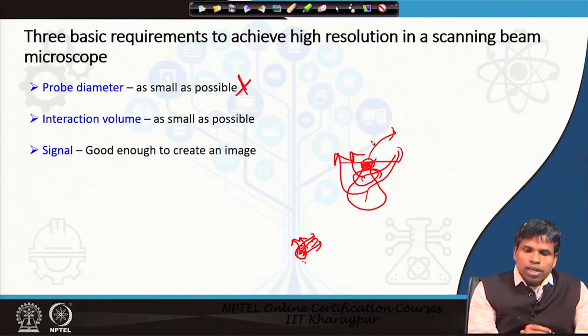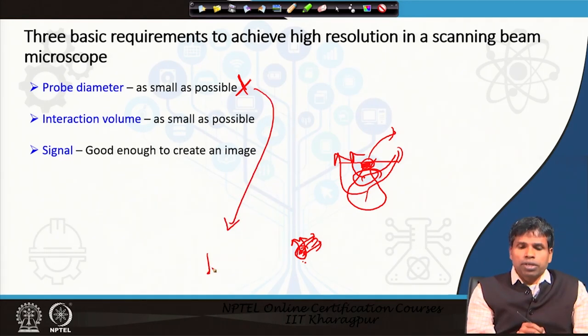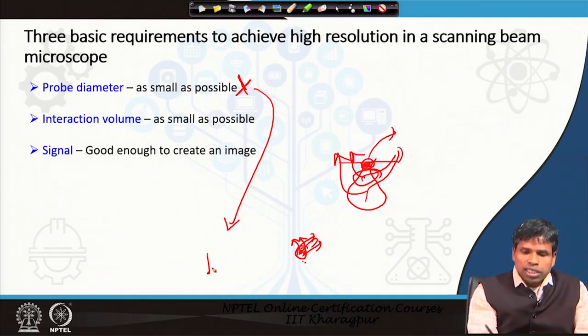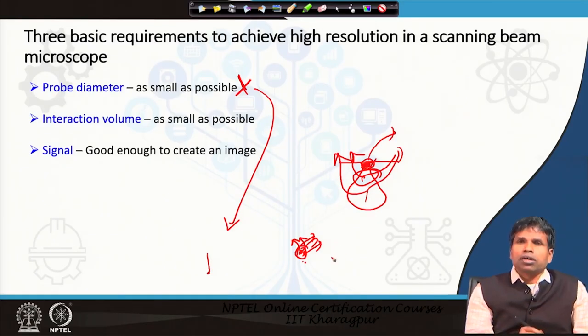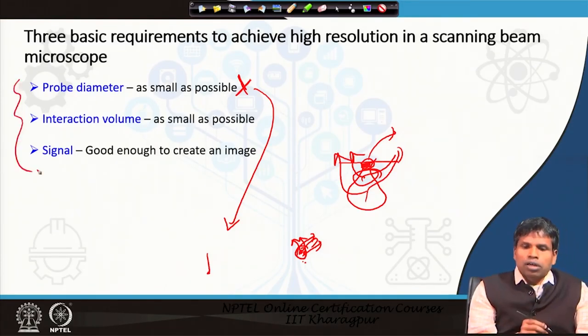Third, the signal should be good enough to create an image. Though the probe diameter can be made as fine as possible in the case of electron beam equipment also, the signal we get may not be enough to see the brightness difference. So, the signal should be good enough to create an image. These are the three important requirements to achieve high resolution imaging in a scanning beam microscope.